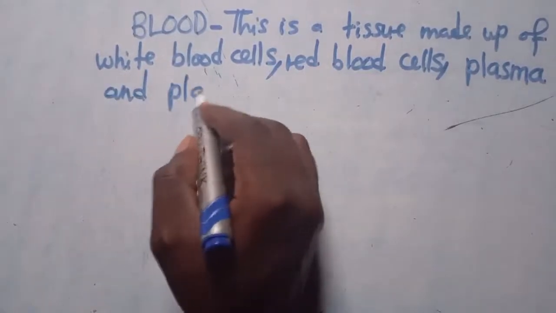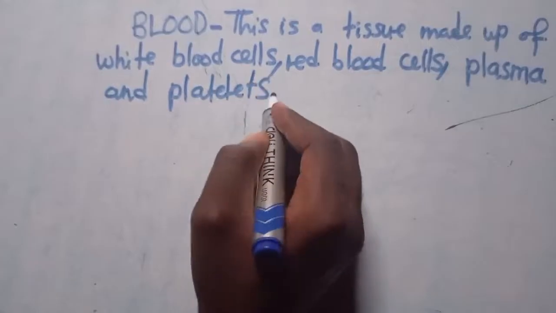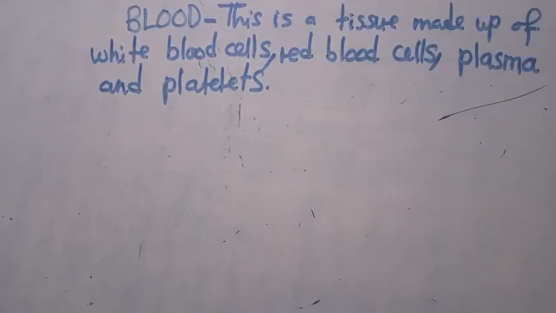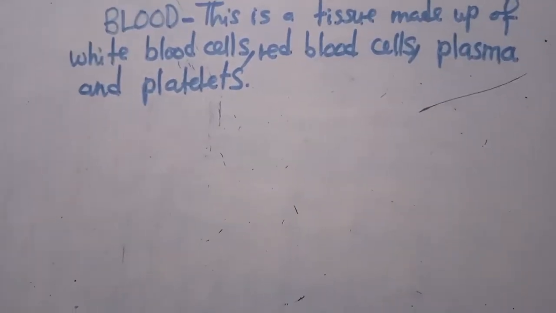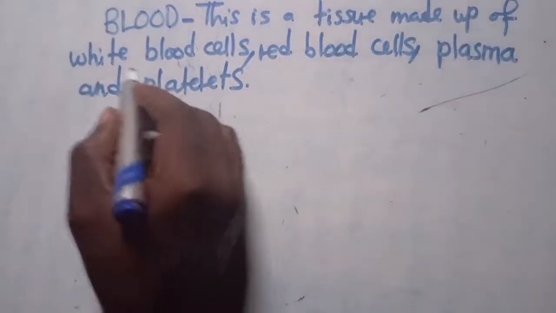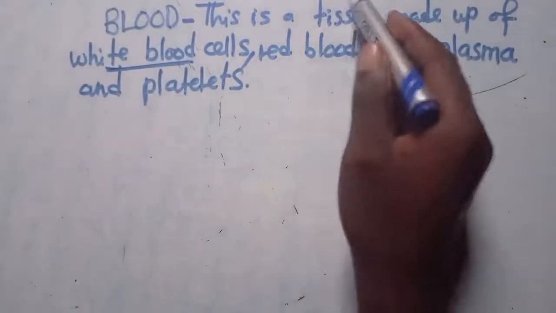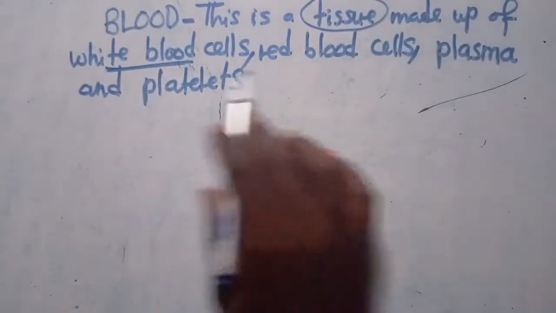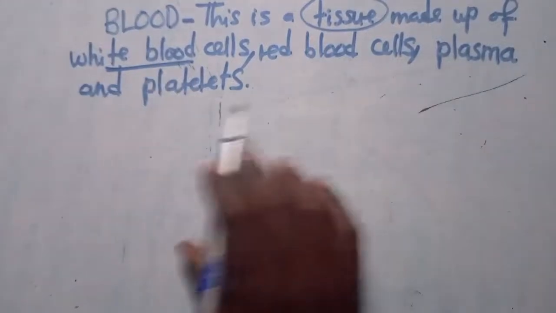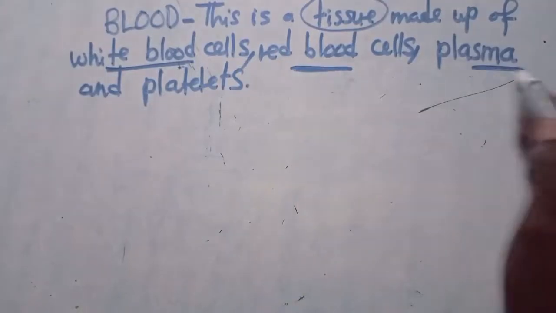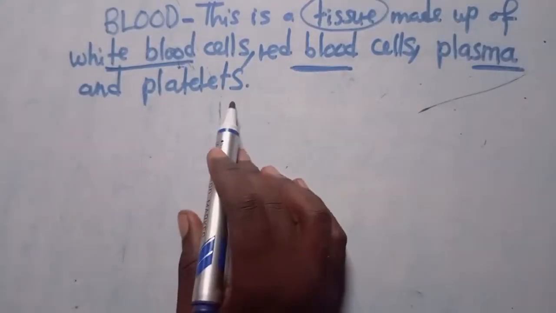They are what we call platelets. These ones, the last one. So platelets are also important. So when we go to white blood cells, we looked at them. The good part with biology is that these things are quite interrelated. So we said, what is blood? Blood is just a tissue that is made up of four things: white blood cells, red blood cells, plasma, and platelets.